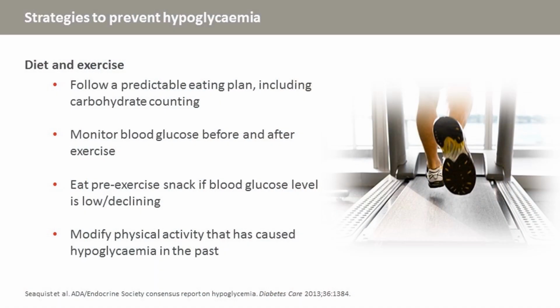Other strategies, diet and exercise, all fairly common sense. Follow a predictable eating plan, for example. Monitoring blood glucose before and after exercise, you'd think that would be straightforward, but a lot of people just don't bother. And taking a snack, particularly if the exercise is going to be prolonged. And if somebody's had a hypoglycemic event in the past, you'd think that would maybe moderate or change their approach the next time round. So I think we have to emphasize that that's an important factor.